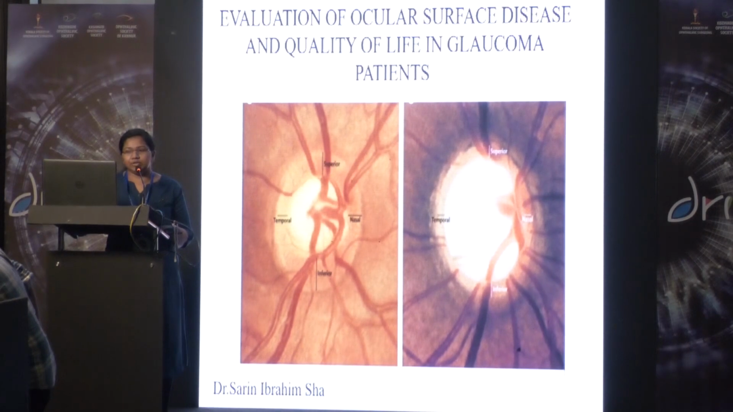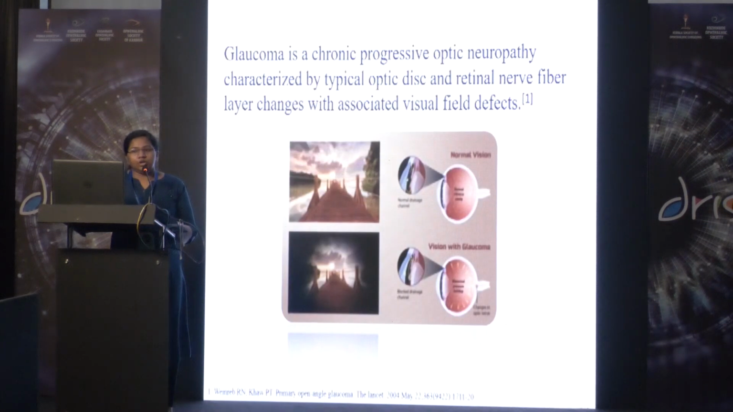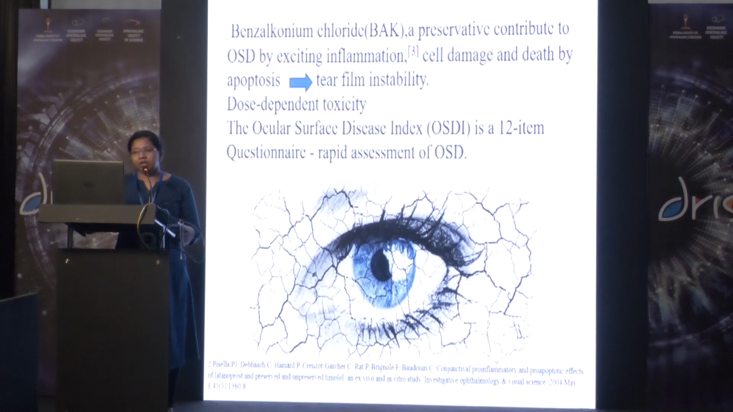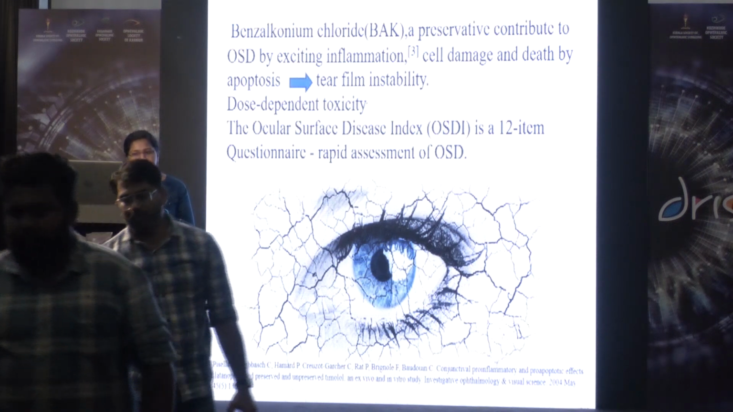The presentation is on evaluation of ocular surface disease and quality of life in glaucoma patients. Glaucoma is a chronic progressive optic neuropathy characterized by typical optic disc changes and retinal nerve fiber layer changes with associated visual field defects. The first-line therapy is medical therapy, where anti-glaucoma medications are used, and benzalkonium chloride, BAC, is a preservative that contributes to ocular surface disease by causing tear film instability. It has a well-known dose-dependent toxicity.